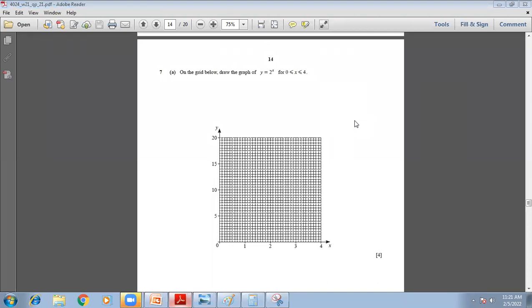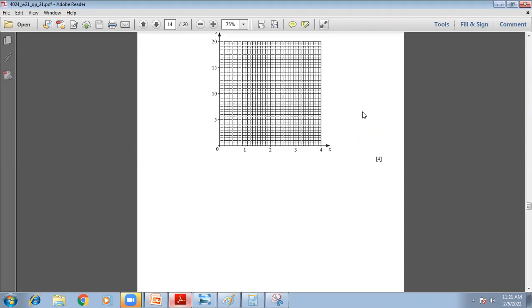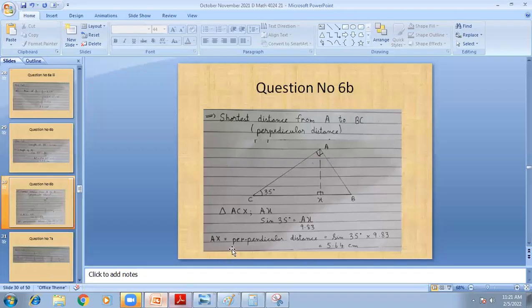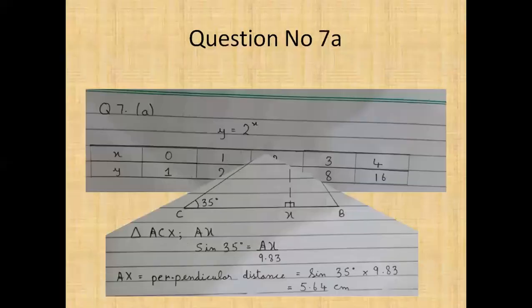I've just reduced the size so you can see the whole question and the whole part together. It's a 4-mark question. Just draw a table and put the values of x in this equation, find the values of y, and then plot these graphs here. So let me show you how this is done. Okay, so here we go. Question number 7, A part.